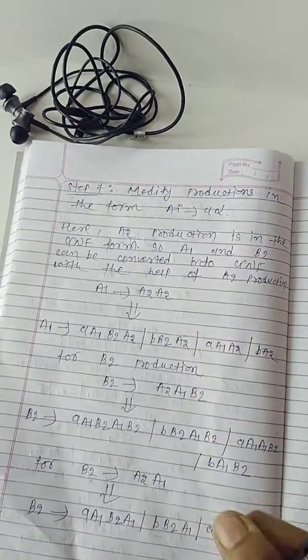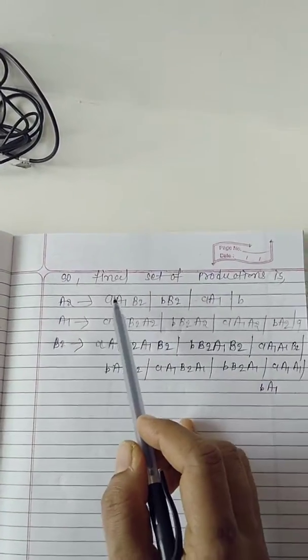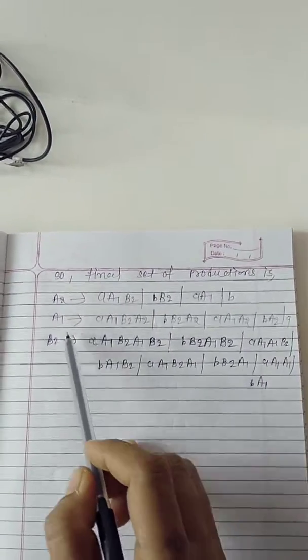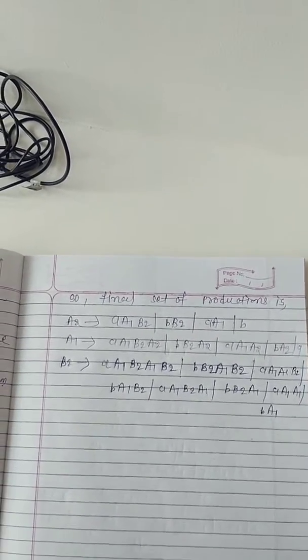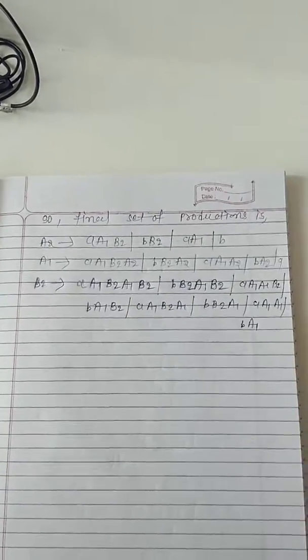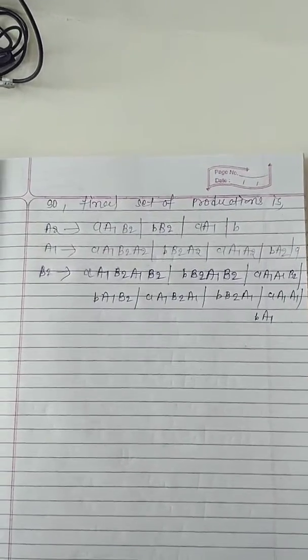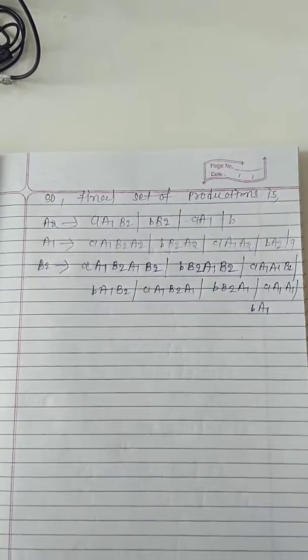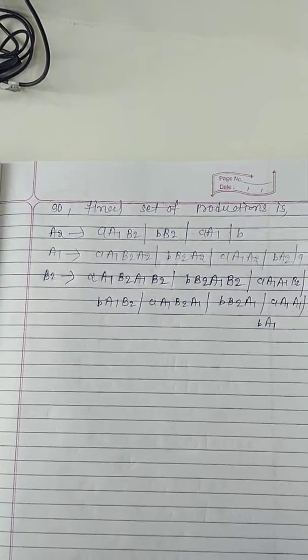So what are the productions that we have derived? We will write all the productions over here. This is our final set of productions and this is the GNF form of our particular CFG. So in this way we can convert the given CFG into the GNF form. One by one we have to follow our algorithm and at the end we will receive the GNF form.